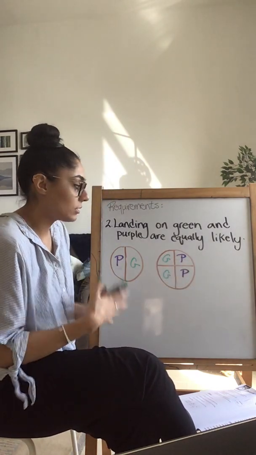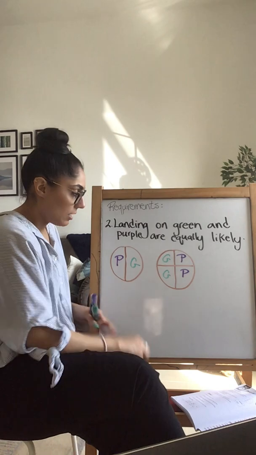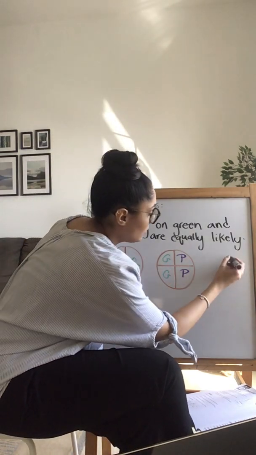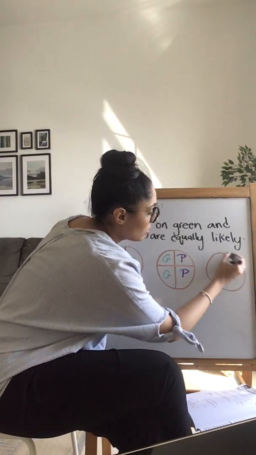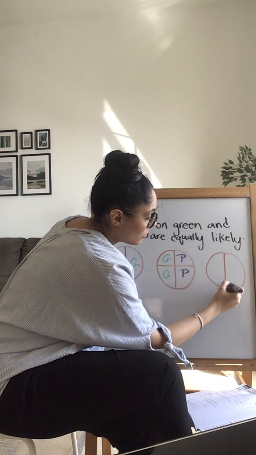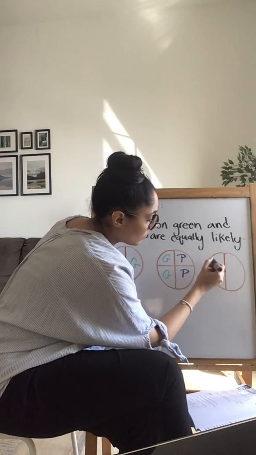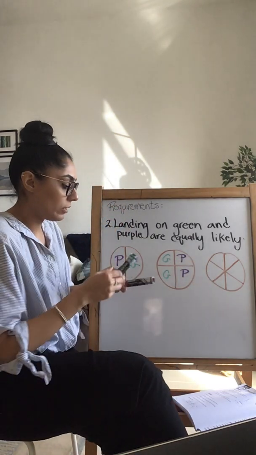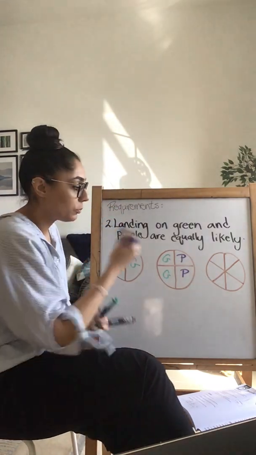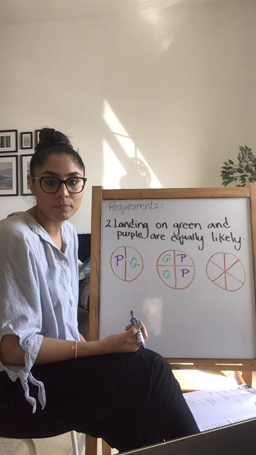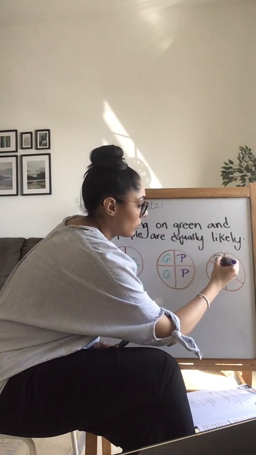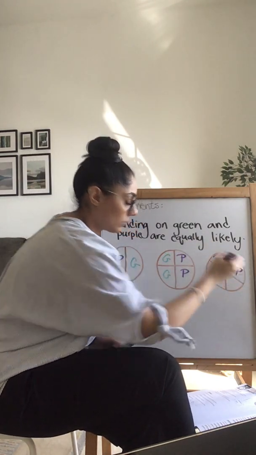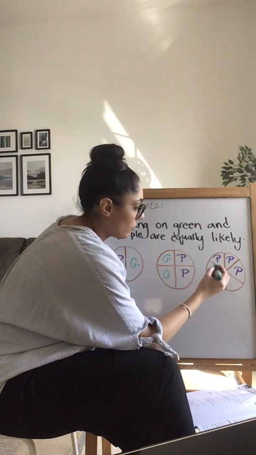I could have 6 sections. If I had 6 sections, the same thing, I would just need to have how many? If I had my spinner into 6 sections, which again, I need to have green and purple equally likely. How many purples would there be? How many greens would there be? There would have to be 3 greens and 3 purples, right?